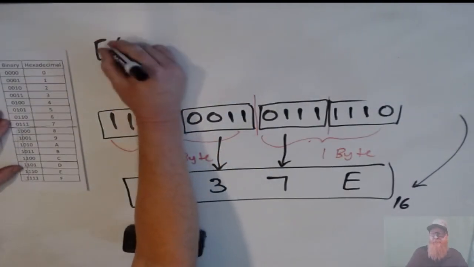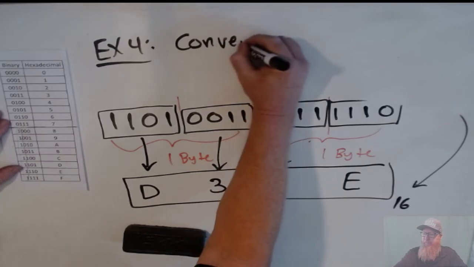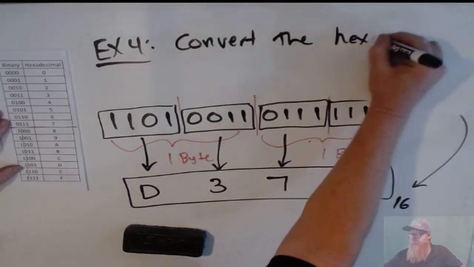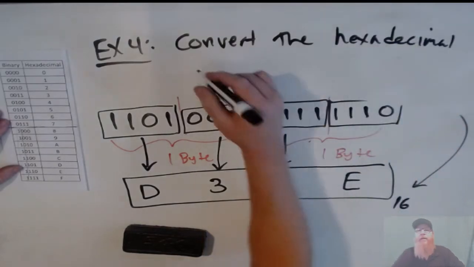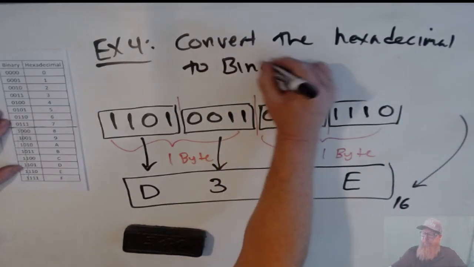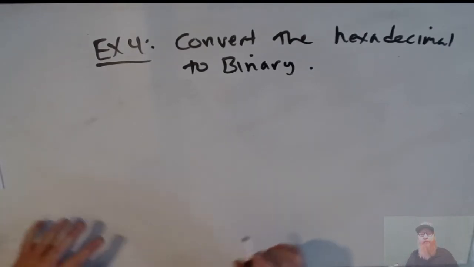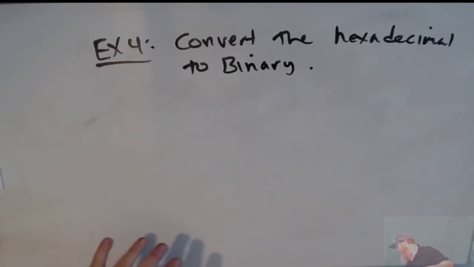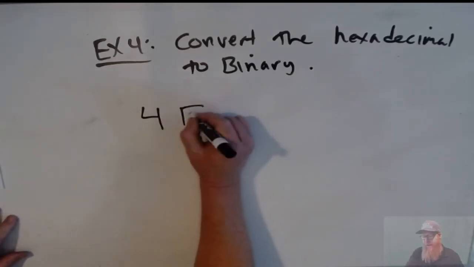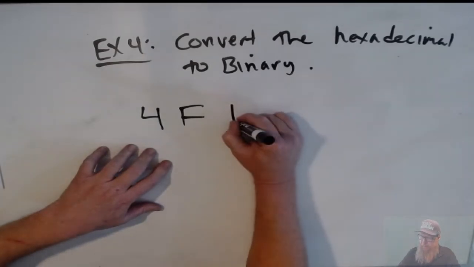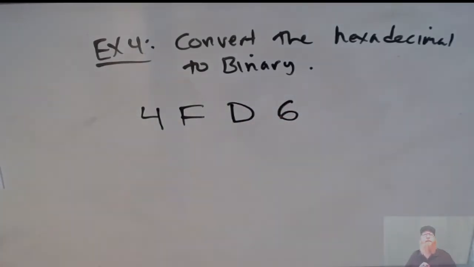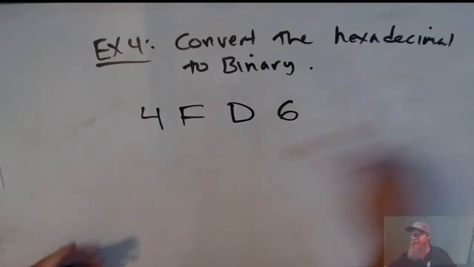Example 4. You can go the other way. Convert the hexadecimal to binary. So I'll give you a hexadecimal number, and we'll go through the same process and convert it to binary. So suppose we had 4FD6. 4FD6. That's the hexadecimal.